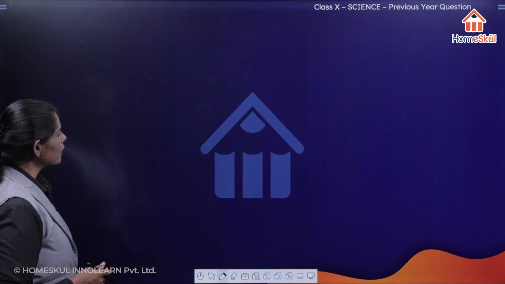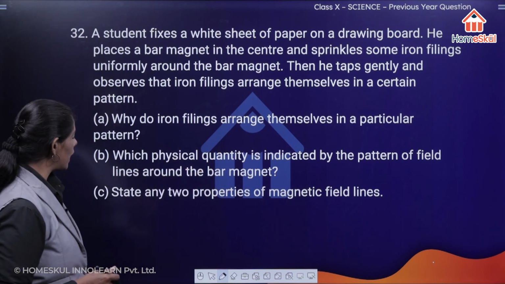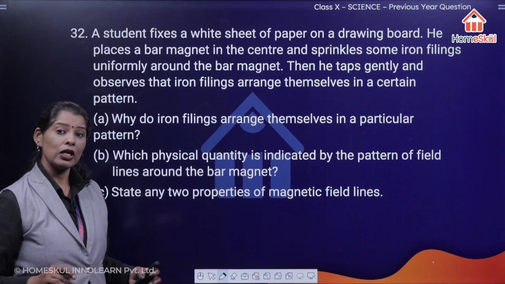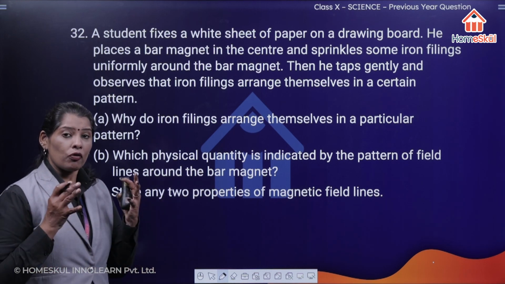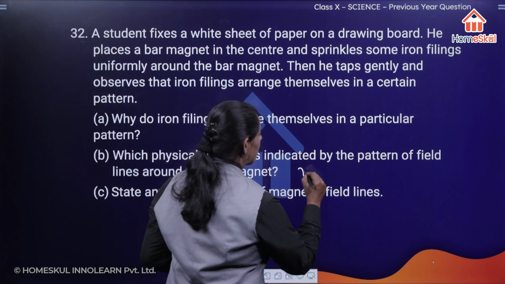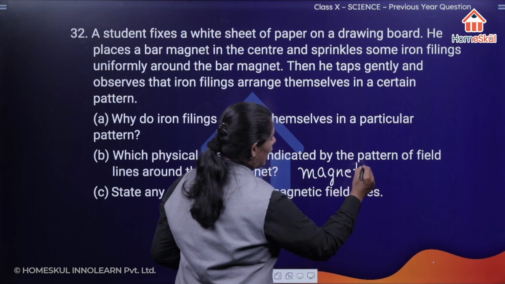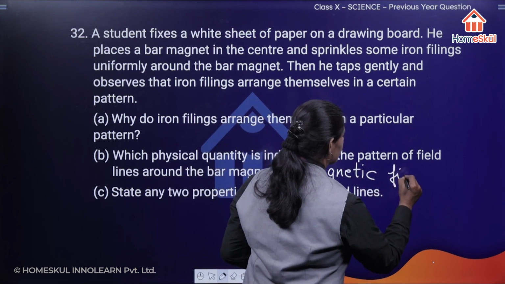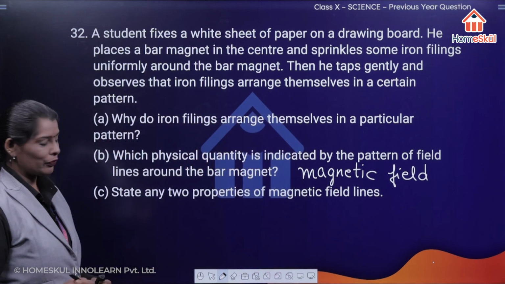Right. Now, what was our second question? Which physical quantity is indicated by the pattern of field lines around the bar magnet? So, around the bar magnet, the magnetic force is experienced, right? So, which physical quantity is that? We have already learned it is the magnetic field, the region surrounding the magnet where a magnetic force is felt or influenced is what we call the magnetic field, right?